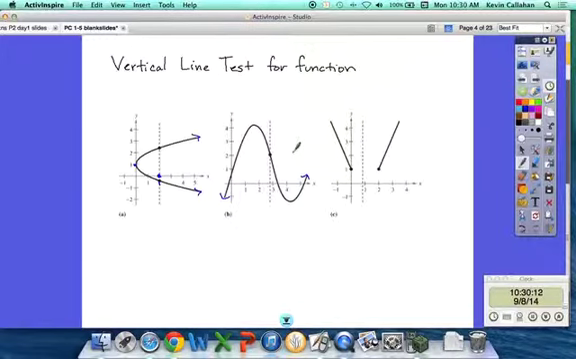X values, right? X is less than or equal to 0. X is greater than or equal to 2. What is the range? Y is greater than or equal to 1, right? These stop at a point right there.